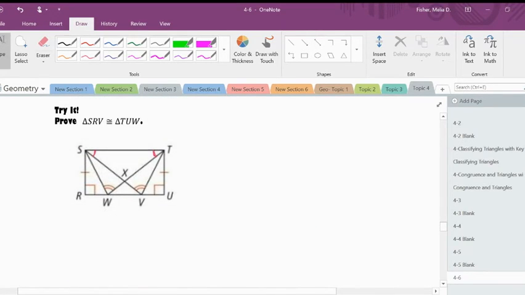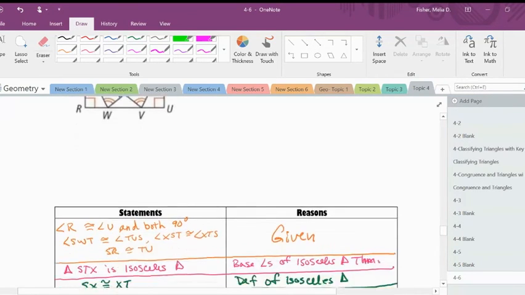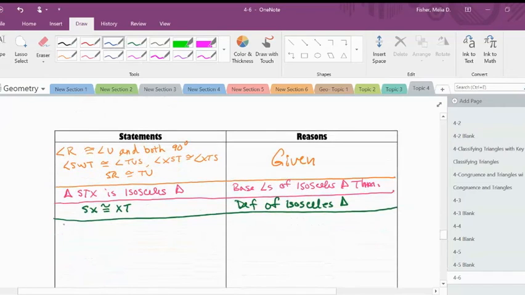So coming up here, this is what we determined right here, and they are congruent. We also have a pair of vertical angles right here and right here. So angle SXW is congruent to angle TXV because of vertical angles.